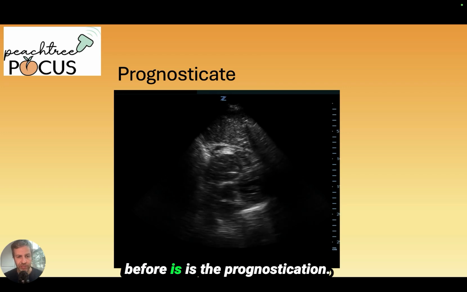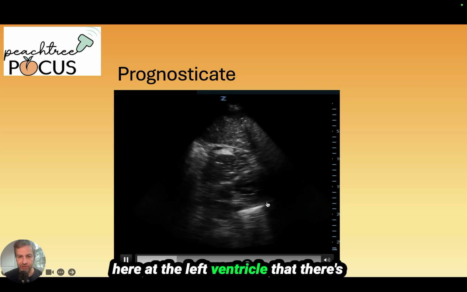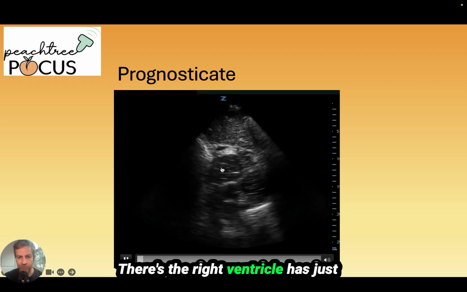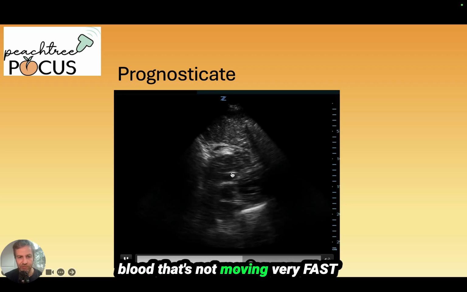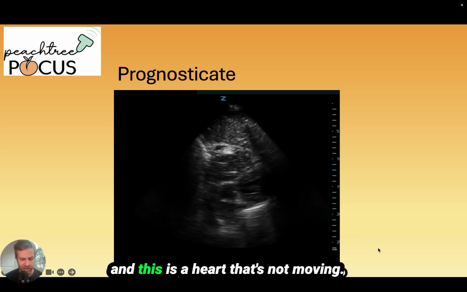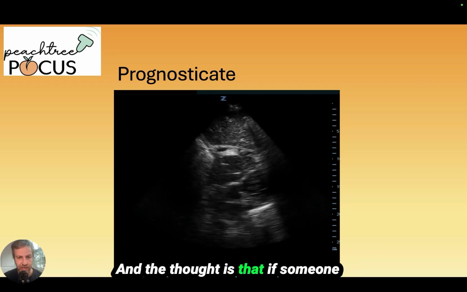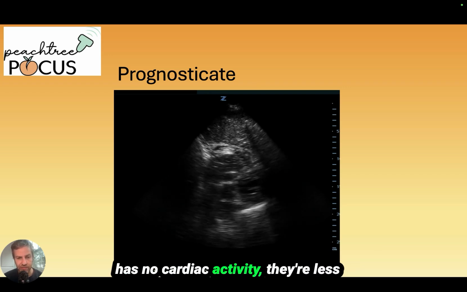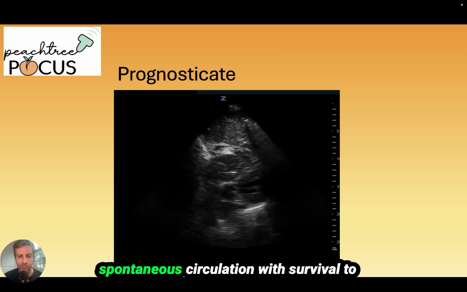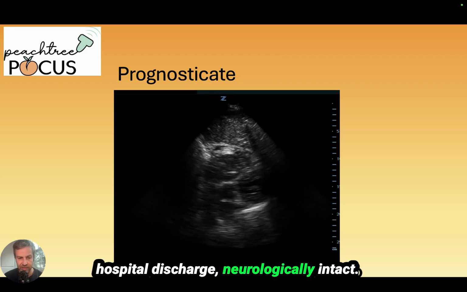The other one I mentioned before is the prognostication. And so this is a heart. We can see here at the left ventricle that there's no cardiac activity inside of there. The right ventricle has just blood that's not moving very fast. It's sometimes referred to as smoke that's just swirling around in there. And this is a heart that's not moving. This is known as absent cardiac activity. And the thought is that if someone has no cardiac activity, they're less likely to have a meaningful return of spontaneous circulation with survival to hospital discharge neurologically intact.